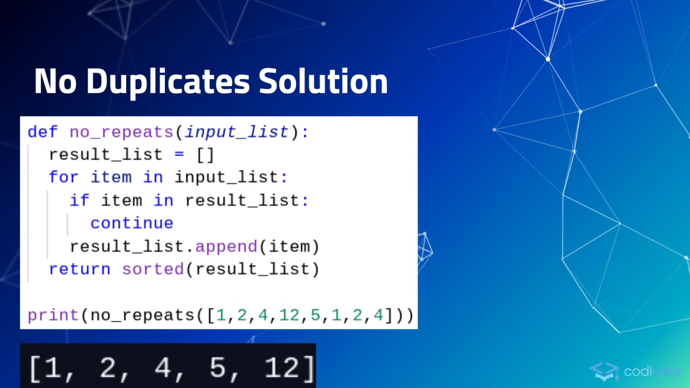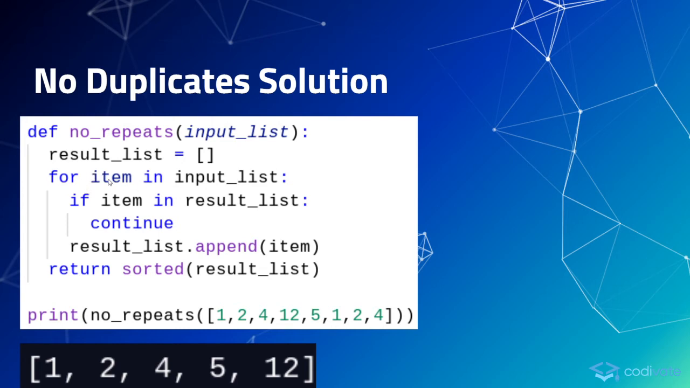We have an input list because we want to remove duplicates from a list and sort it. So that's what we're going to call our parameter here. We called our function name no repeats. Fine, no duplicates, no repeats, close enough. Inside our function, we're going to create a result list. This is the list that we want to return that's going to contain the values from this list without duplicates, and it's also in a sorted manner.